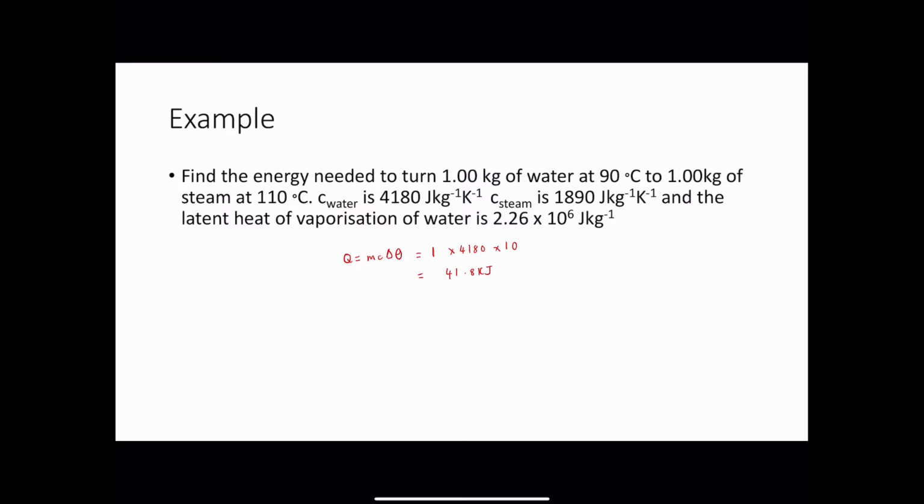Then we need to find the energy that will turn the water into steam. So Q is equal to m l, which is equal to 1 times 2.26 times 10 to the 6, which is fairly straightforward and just gives you 2.26 times 10 to the 6 joules.